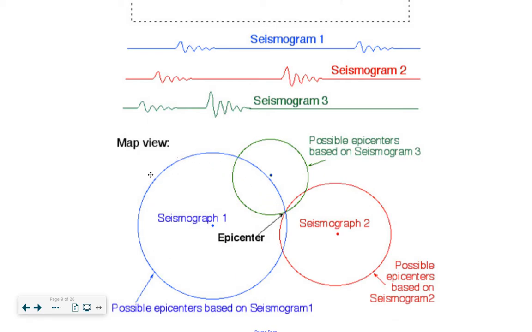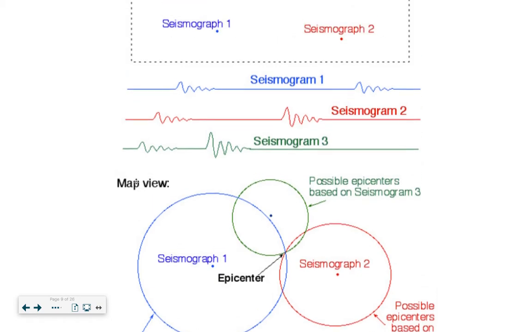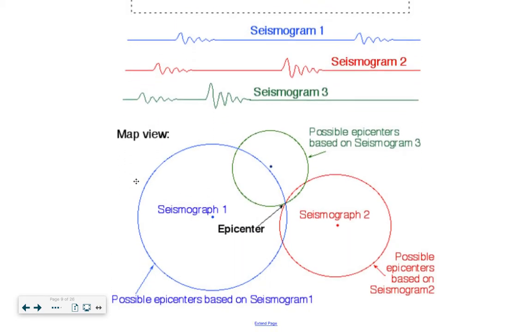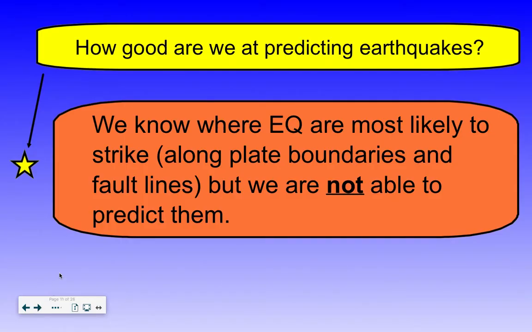around that seismograph station. If you do that for 3 different seismograph stations, you will get a place where all 3 circles intersect. That is the epicenter, or where the earthquake occurred. So you need 3 seismograph stations to triangulate the location of your earthquake. Next part, pause the video please, write these notes down.